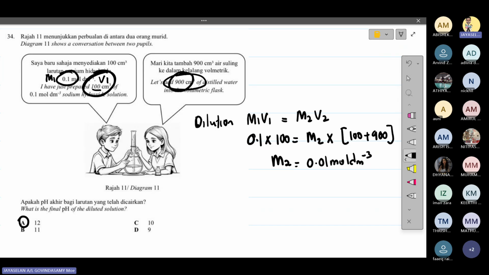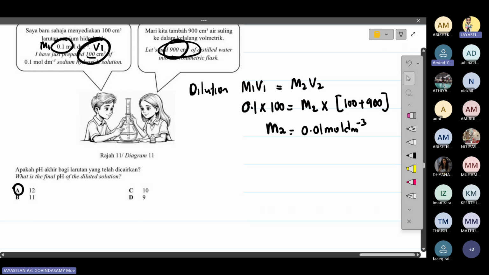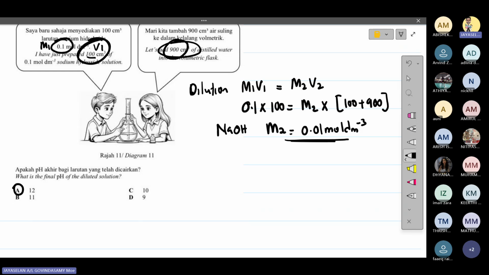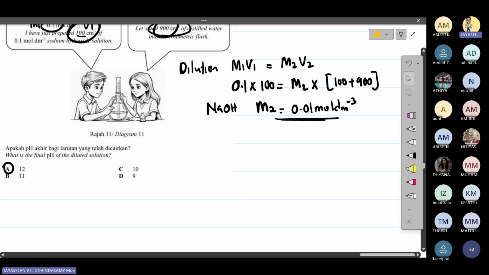Yes, correct. You already find this is sodium hydroxide. Sodium hydroxide. So this is the molarity at water. So you guys already got one step done.